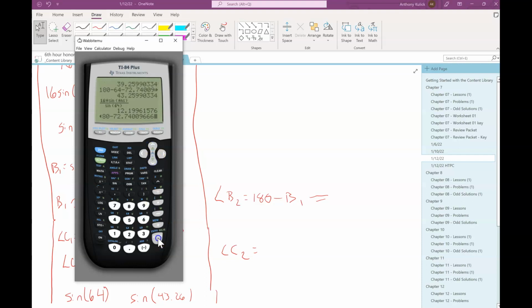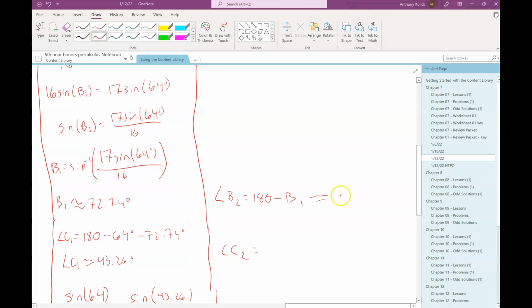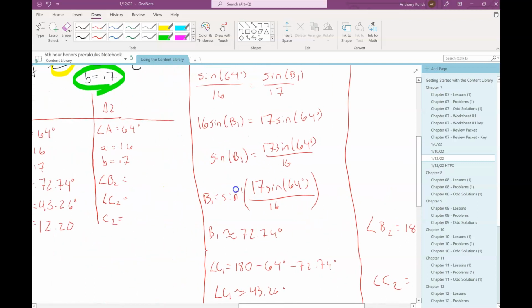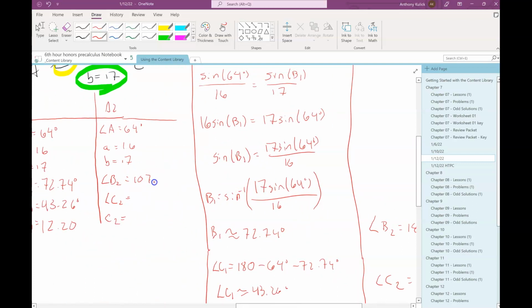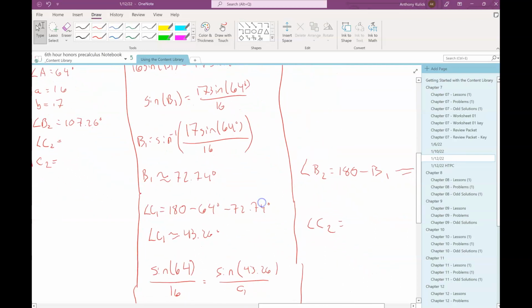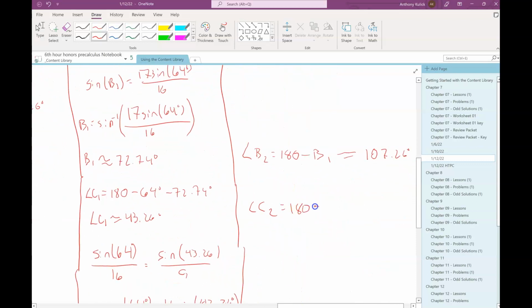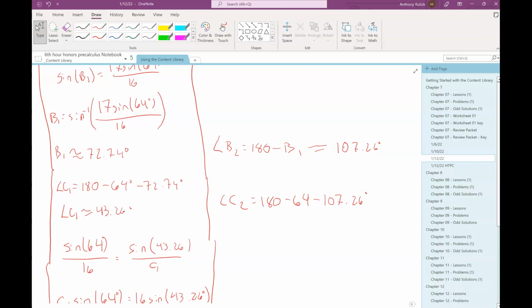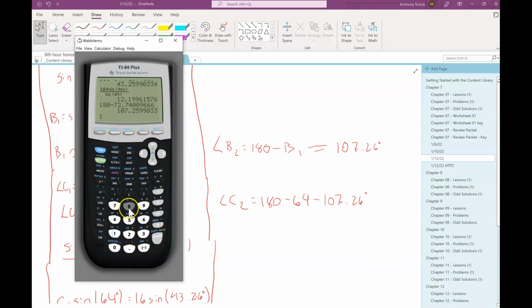Oops, too far. So that's 107.26. And now that I have that, I can solve for C, because once again, the 64, that given angle, is part of both triangles. So I get 8.74 there.